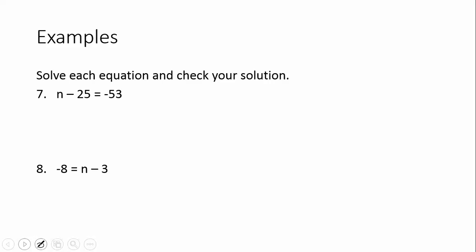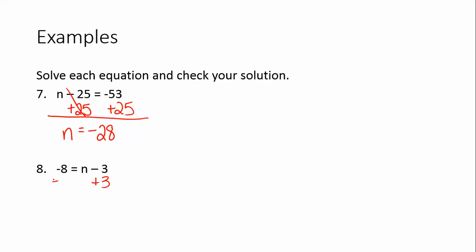A few more examples here. Add 25 to both sides. So we have a negative 53 plus 25. You actually want to subtract those two numbers since they have opposite signs. We get 28, but we want to make it negative since 53 is bigger than 25.